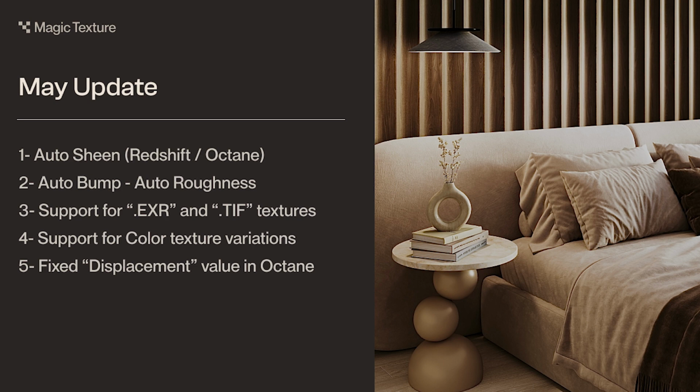The first one is named Auto Sheen, which will make your fabric materials more realistic. The second feature is named Auto Bump and Auto Roughness, which generates bump and roughness textures from a color texture. Also, Magic Texture now supports different variations of your color texture. Magic Texture supports new texture formats besides PNG and JPG. And the last thing is, an issue is fixed with the Octane Displacement node, which now uses the right scale value for displacement.